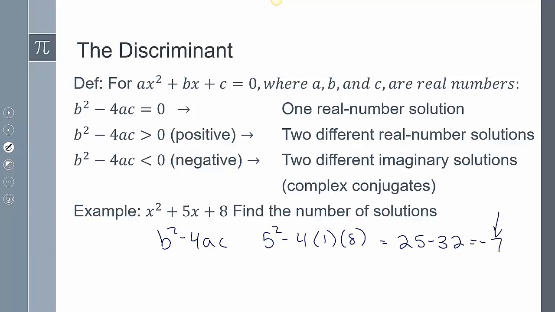So with the negative 7 here, it's negative, so therefore I can describe this graph as saying it has 2 different imaginary solutions, or complex conjugates, however you want to say it.